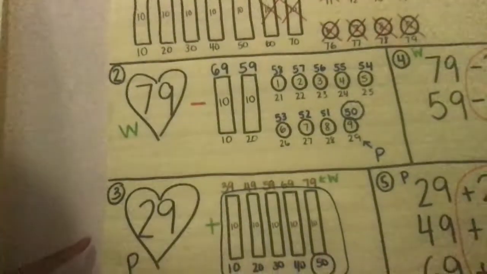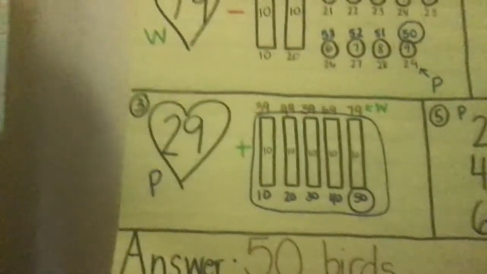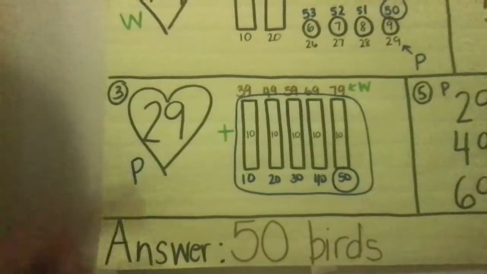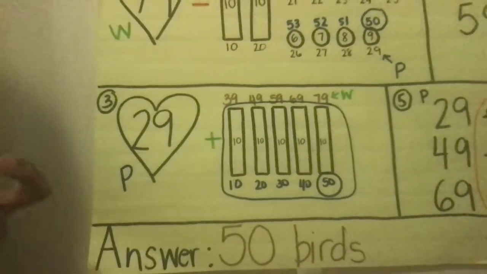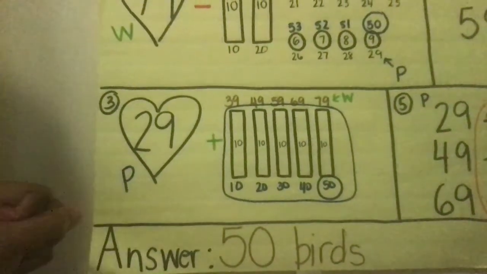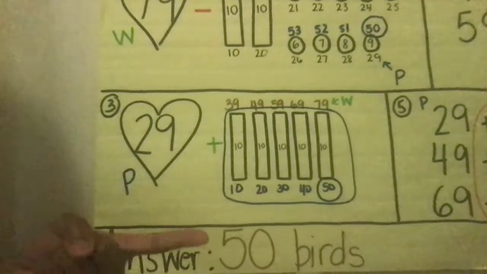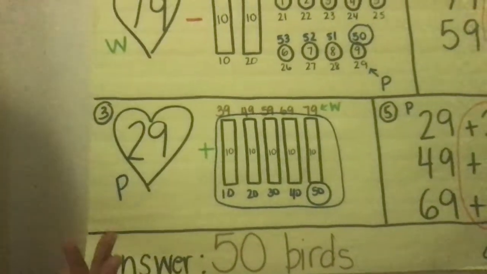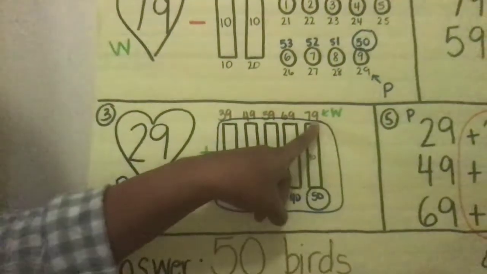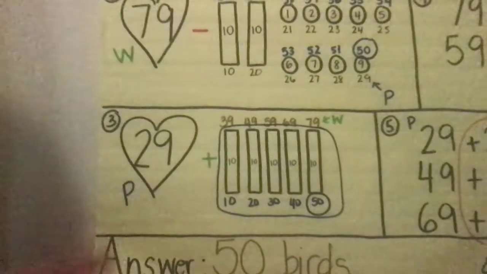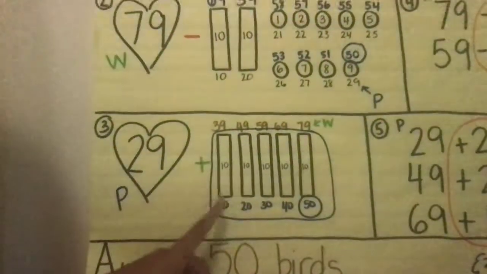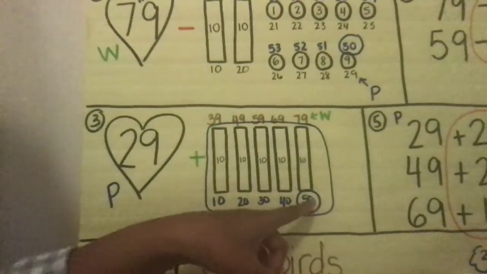Moving on to strategy 3. For strategy 3, I use a strategy the opposite of counting back, and this time I use counting on. When I count on, I start with the part that I know, and I continue to count up or count on until I get to my whole, which is 79. So I started at 29 and I put out 10s until I got to my whole of 79. Now my answer is whatever I added to 29 to get to 79. So 10, 20, 30, 40, 50, my answer is 50.